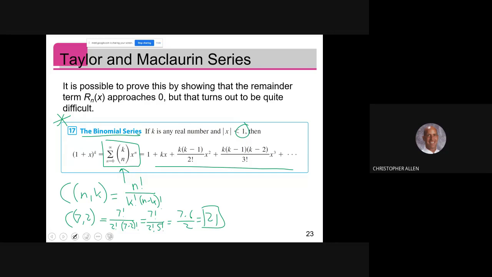I'm just telling you right now, if you are going to go into anything in college related to math, you're going to have to know these binomial coefficients, this combination. You're going to use it whether you're in engineering or math or whatever. So it will come up.